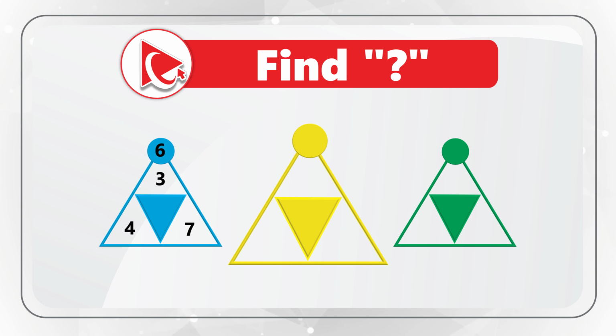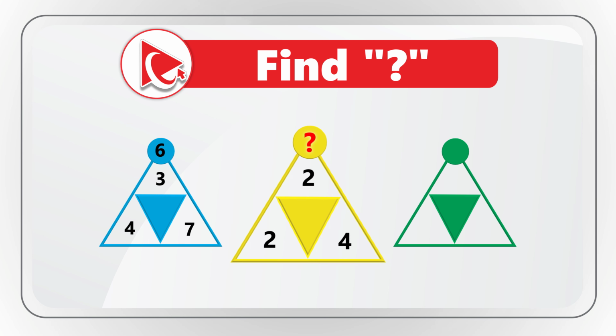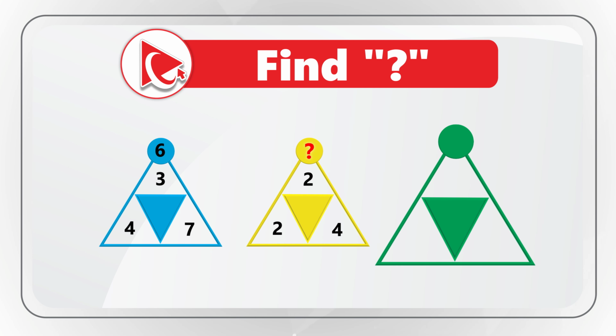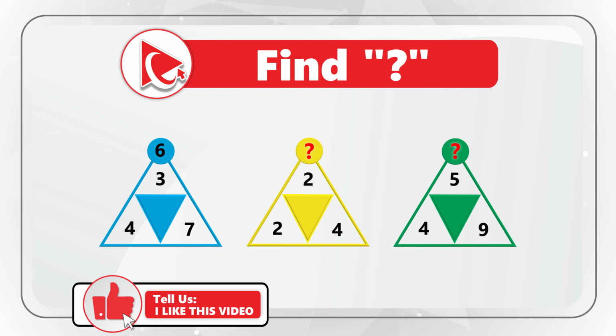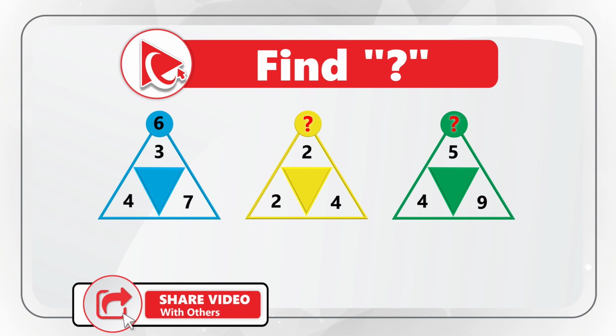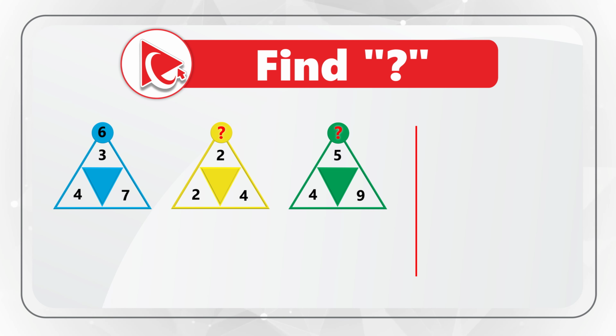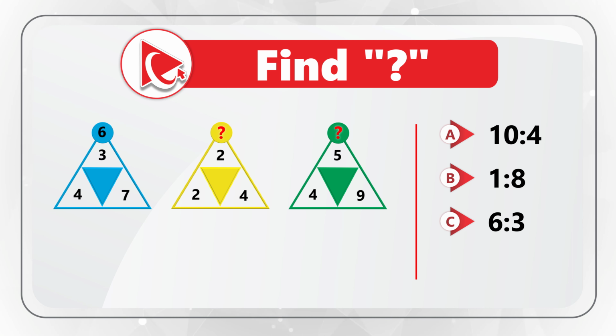The yellow triangle has numbers 2, 4, and 2, and there is a missing number on the top. The green triangle has numbers 5, 9, and 4, and a missing number on the top. Take a close look to see if you can find the two missing numbers and select out of 4 different choices. Choice A, 10 and 4. Choice B, 1 and 8. Choice C, 6 and 3. And choice D, 2 and 2. Do you know the answer?